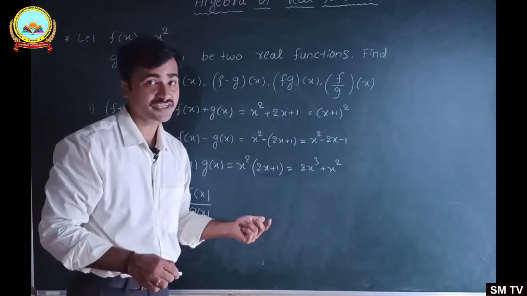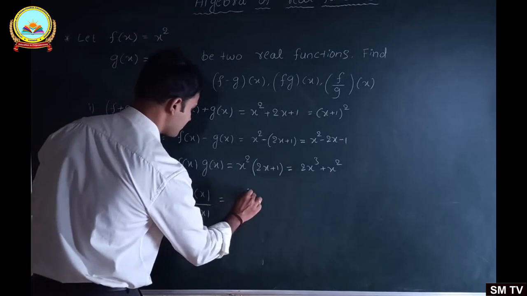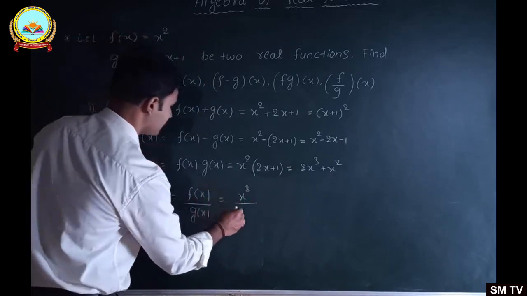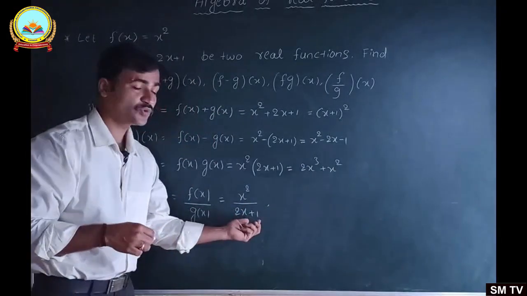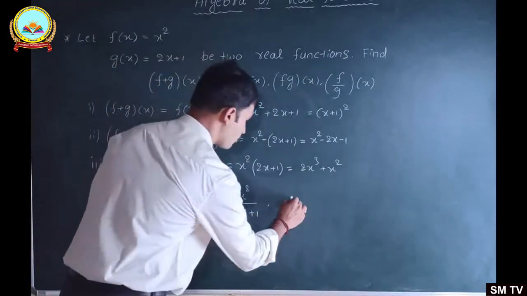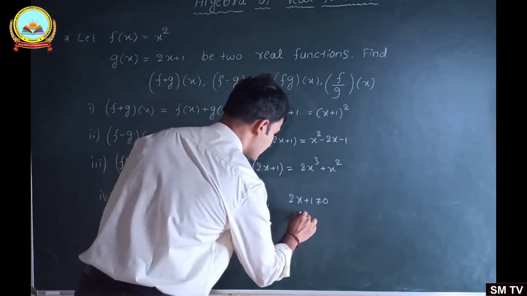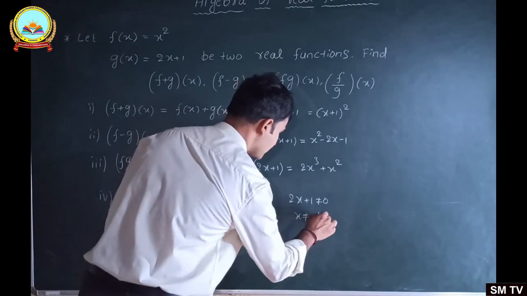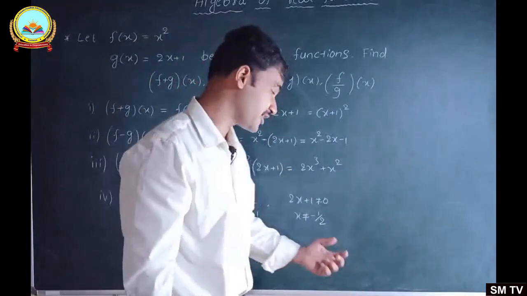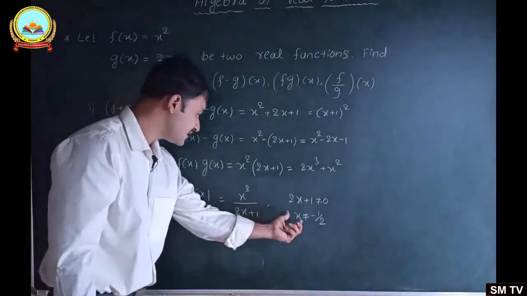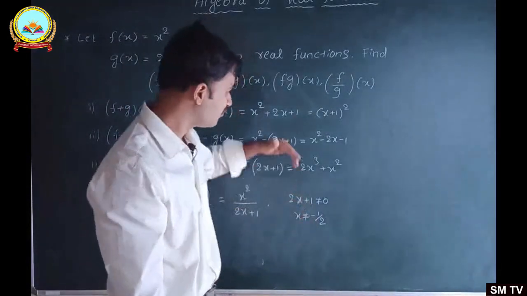So finally we need to find f divided by g of x. The definition is f of x divided by g of x, provided g of x not equal to 0. This is an important condition for this division. Here this is equal to x square divided by 2x plus 1, provided 2x plus 1 not equal to 0, which means x not equal to minus 1 by 2.